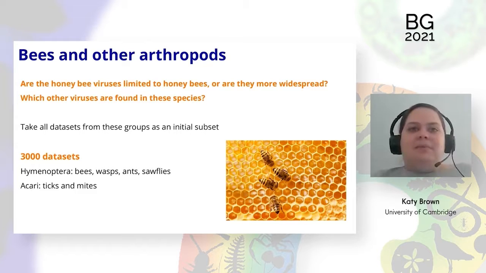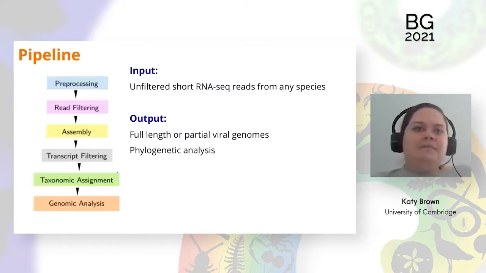So I want to take all of the publicly available datasets from any of these species as an initial subset of RNA-seq datasets. And this adds up to almost 3,000 RNA-seq datasets. And this is all of the data which was available at the start of my project for the Hymenoptera, which is bees, wasps, ants, and sawflies, and then also the Acari, which is ticks and mites.